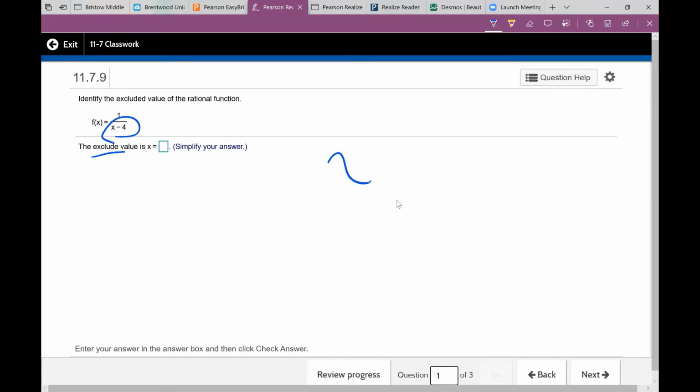So in this case, I would set my equation equal to 0. And the number that would make this equal to 0 would be positive 4. Because remember, the denominator cannot be 0 in a fraction. So for number 1, you would just type in 4 and be done.